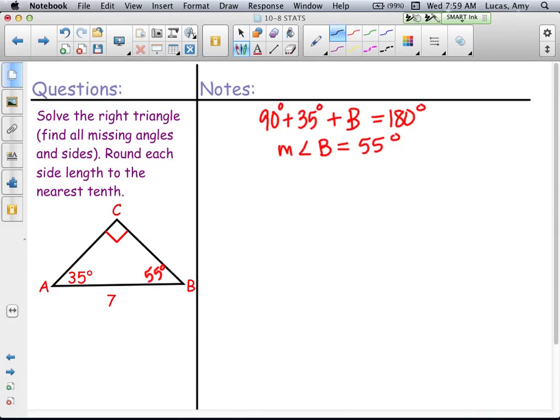Now, you can use any trig ratio to figure out these side lengths. I could use sine, cosine, tangent, but looking at this triangle, I noticed that 7 is my hypotenuse. So with SOHCAHTOA, I'm going to have to use one of the ratios that has that hypotenuse in it. So I could use the sine or the cosine. So this time I will show you using the cosine.